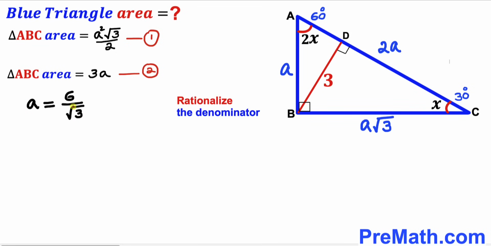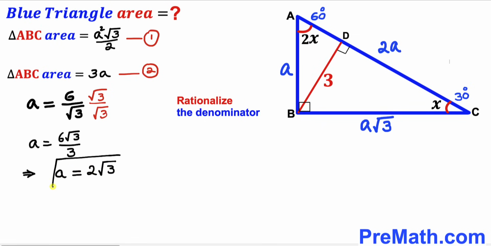And now we are going to rationalize this denominator by multiplying by square root of 3 and dividing by square root of 3 at the very same time. And here we could see square root of 3 times square root of 3 is going to give us simply 3. So therefore lowercase a is going to be equal to 6 times square root of 3 divided by 3. So thus our lowercase a value finally turns out to be 2 times square root of 3.